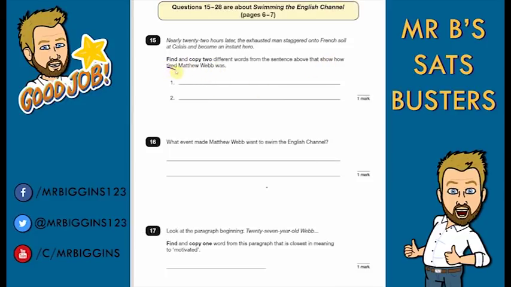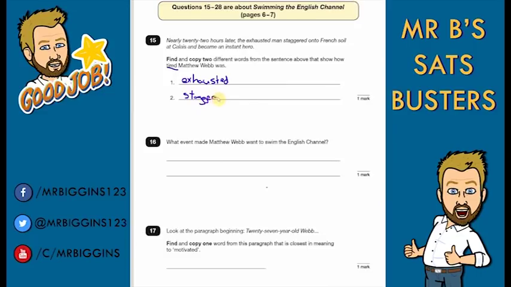Now, tired is the main word there, so we need to look in the sentence and see where the synonyms for tired are, the words that mean the same. Now, our first one is exhausted, and if you know these words, it's easy to just spot them and put them in straight away. Exhausted. And our second word is staggered. And staggered is where we would walk if we were tired. We wouldn't stagger if there wasn't something affecting us, like being tired or being injured, something like that.